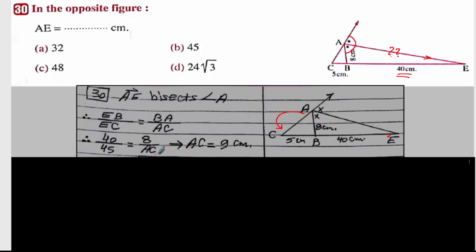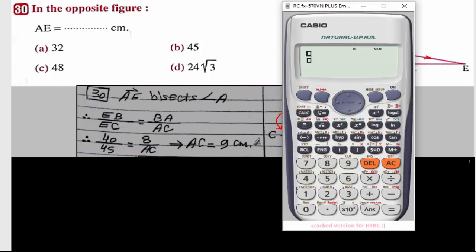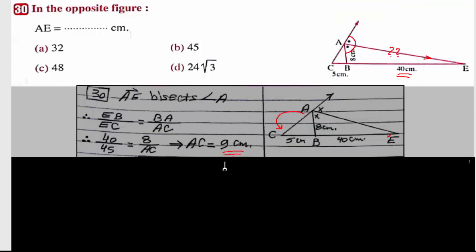Now we want to calculate AC. AC equals 8 multiply 45 over 40. You can use a calculator. Here we have 8 multiply 45 over 40. The result equals 9. So AC equals 9 centimeters. And I write it.